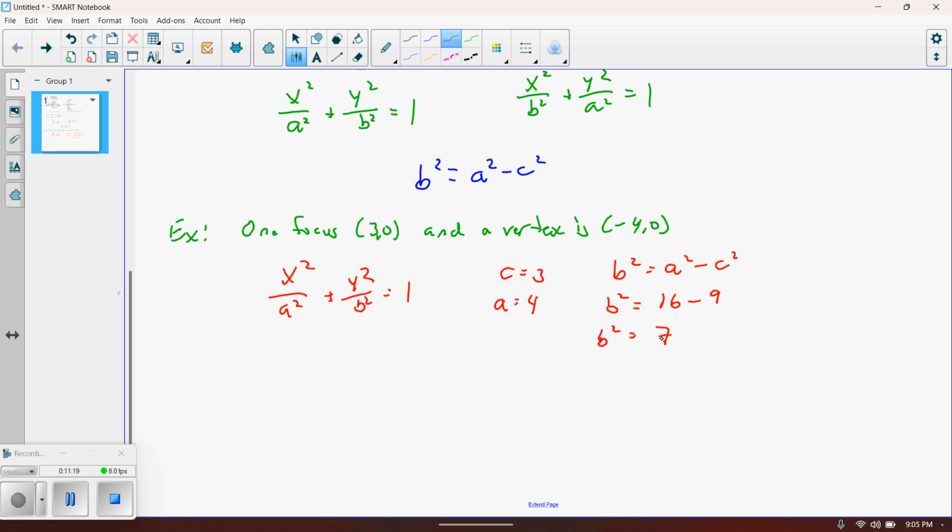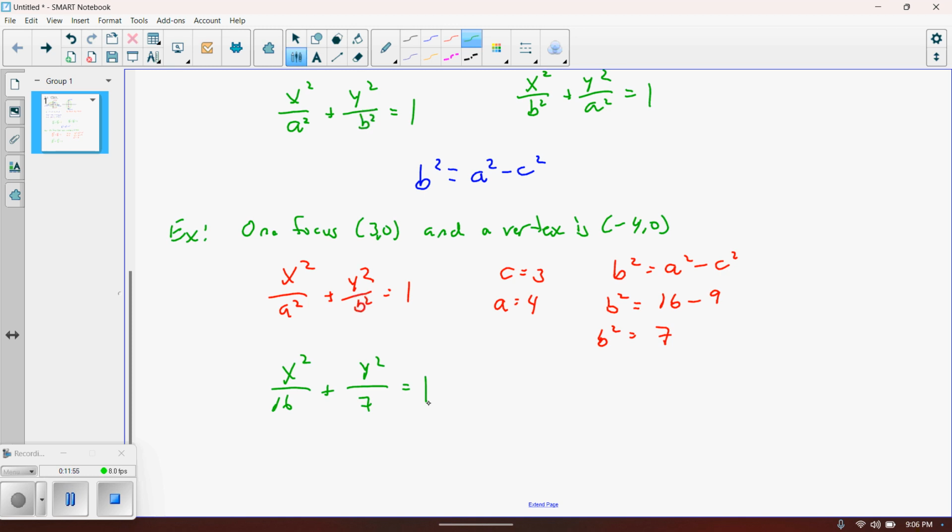And technically we could solve for b, especially if we were going to be graphing this, which we could always sketch a graph of. Not necessary in this case, but we don't need to solve for b because we really need b squared. That's part of the equation. So we're going to have x squared over a squared, which is 16, plus y squared over b squared, but b squared is 7, equals 1. And again, that is a perfectly legitimate equation.